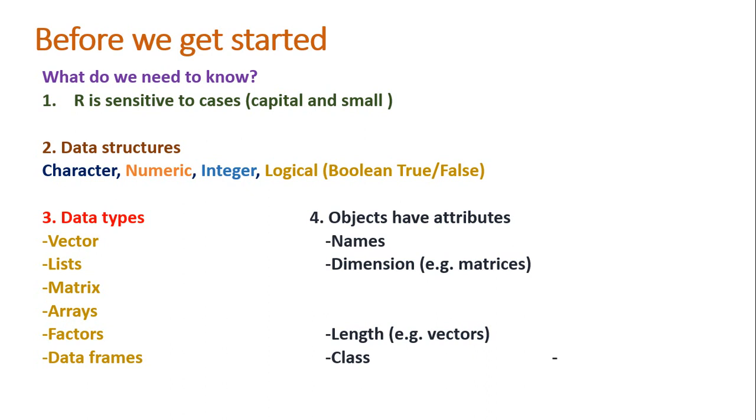Data types are objects that have attributes. These can be called data types, or they can be called objects. They have attributes. That is the name, the dimension, like matrices, 2 by 3, 3 by 4, and so on, the length of a vector, maybe a set of numbers, and class.